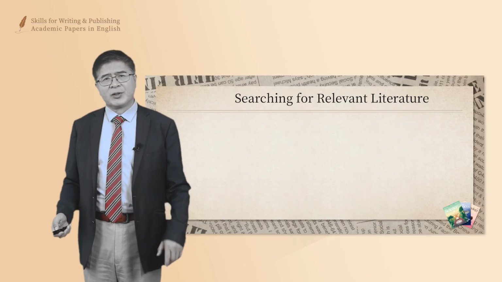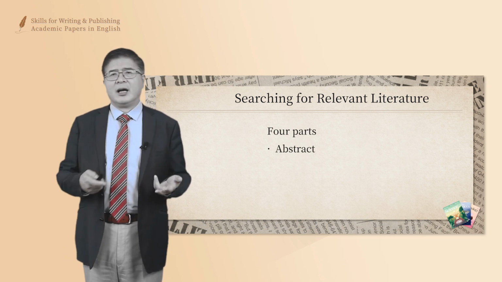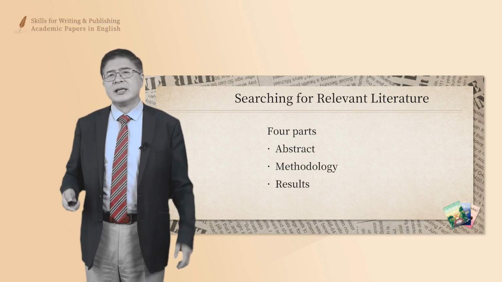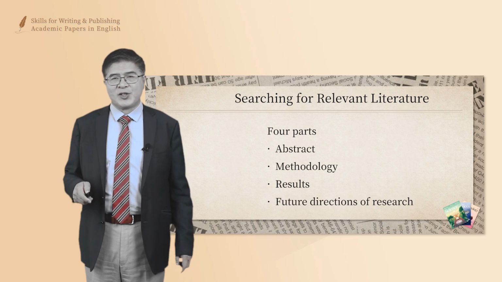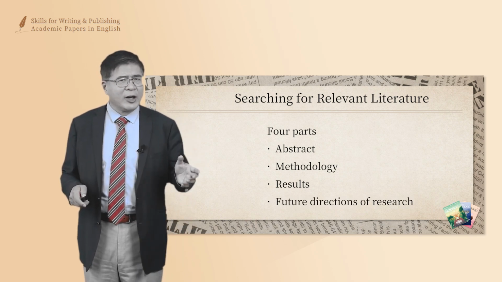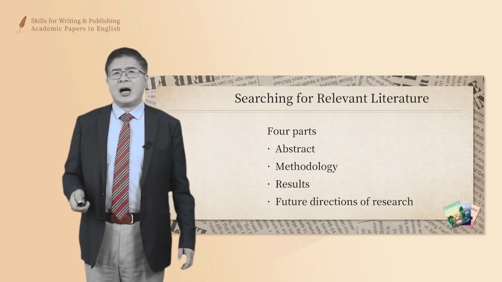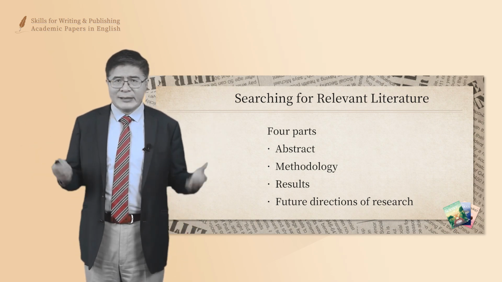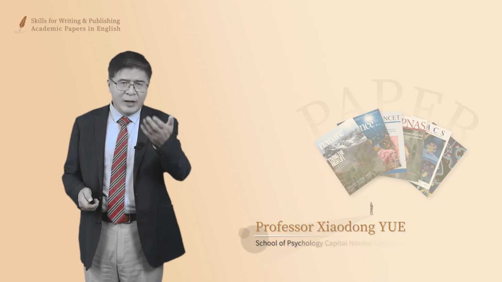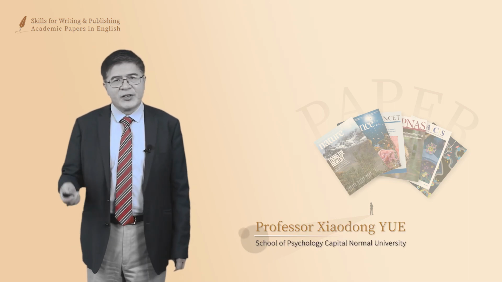So remember those 4 things: abstract, methodology, results, and future direction of research. You don't have to read the article. You just read these 4 parts. This will give you a quick outlook of what this paper is. It saves you a hell of a lot of trouble. You don't have to read the whole article. This is the efficient way of a literary review.